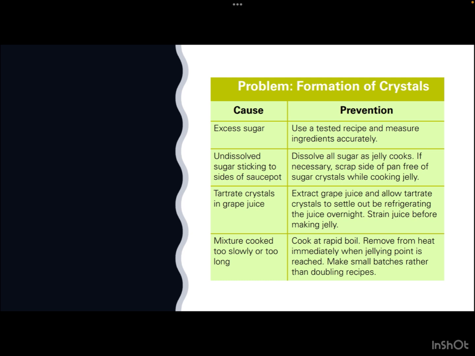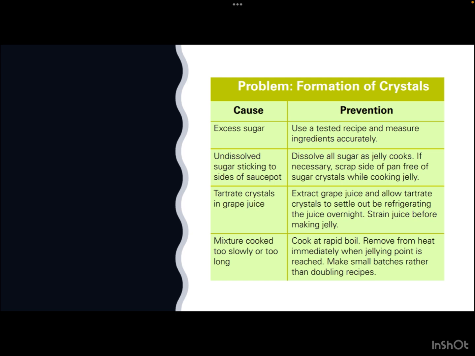The third category could be because of the formation of tartrate crystals. Now, tartrate crystals are made from tartaric acid that is present in the grape juice. So, to avoid that, extract grape juice and allow tartrate crystals to settle down by refrigerating the juice overnight. Once they have settled down due to the lower temperature, we need to strain the juice before making the jelly. This will help in prevention of the tartrate crystals.